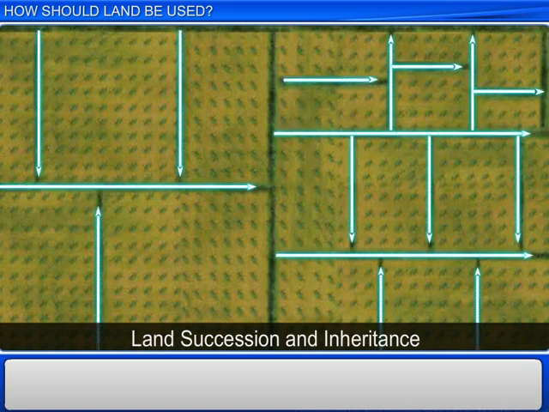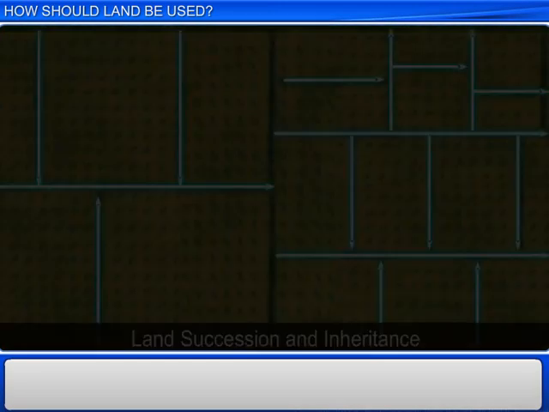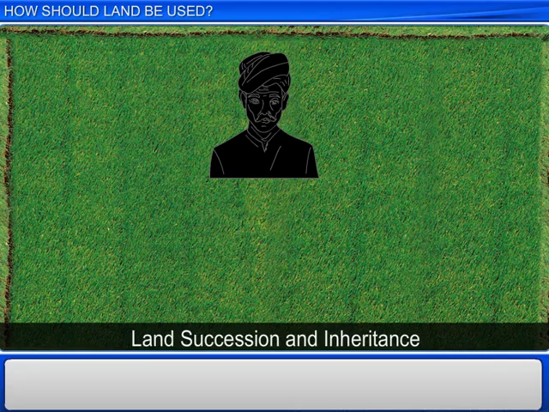Division of land through succession and inheritance is another reason for many farmers having smaller fields. Take the example of Sujan Singh. He owned a field of 5 hectares in size. Sujan Singh produced enough on his land to live a comfortable life.